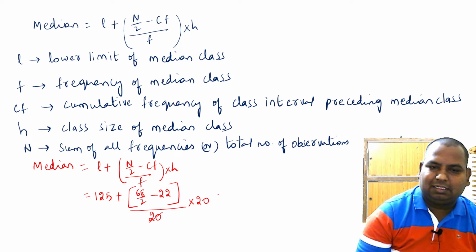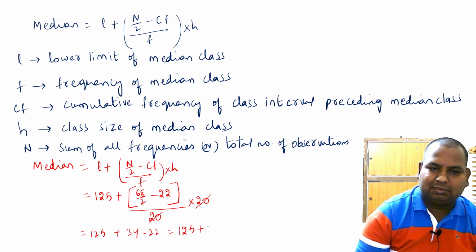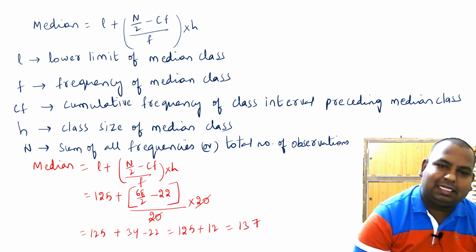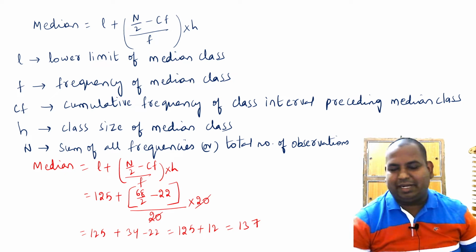20, 20 cancel. We are left with 125 plus 68 by 2 is 34. 34 minus 22, which is equal to 125 plus 12, which is equal to 137. So 137 is the median.